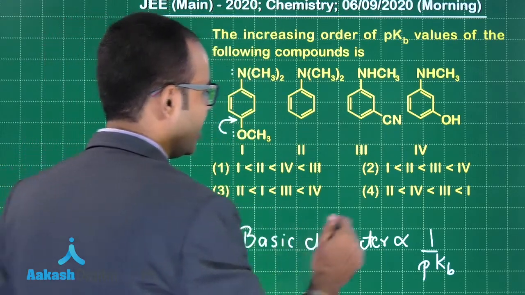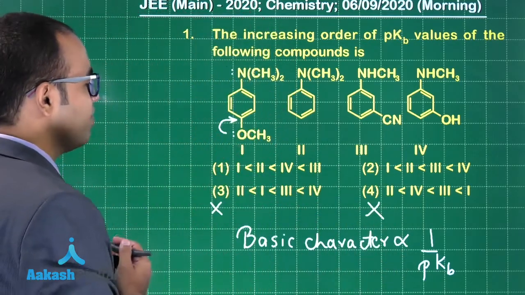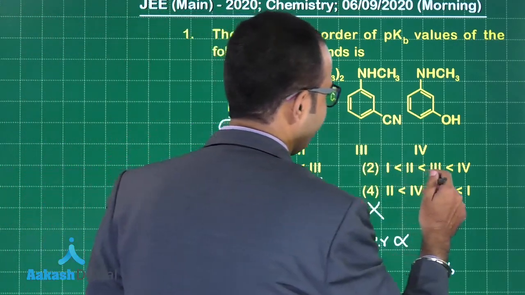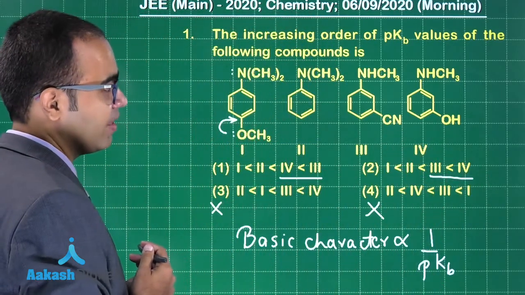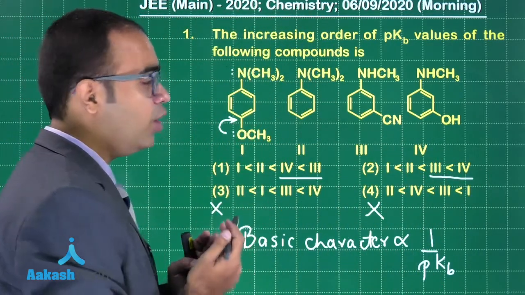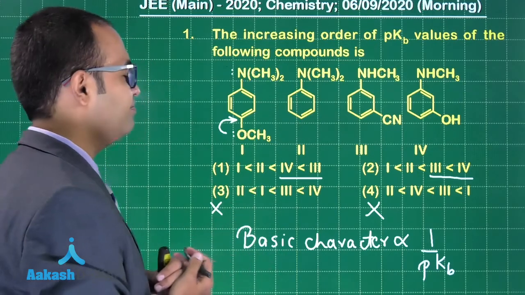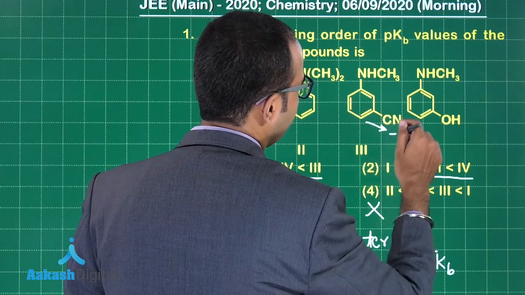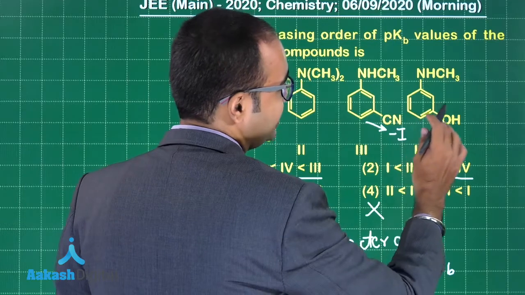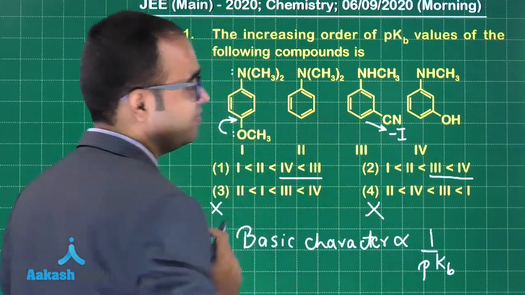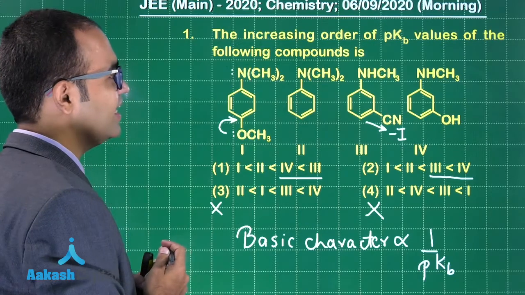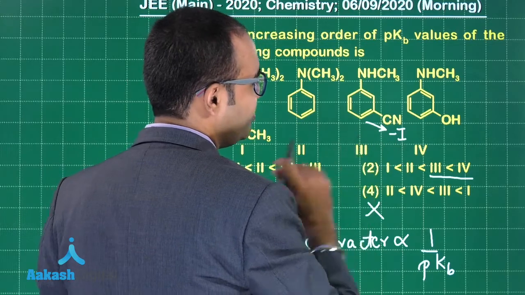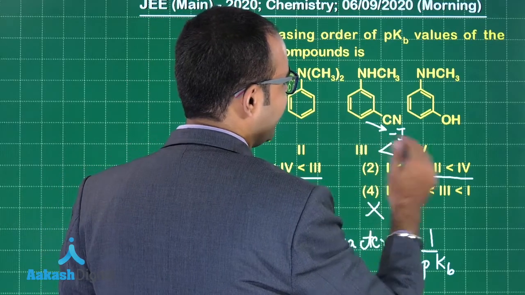So we have got the option as 1 or 2 guys. So these two options are out of question guys. Okay. So now we have to decide between 3 and 4. So out of 3 and 4, what do you think is more basic? Let's see. CN has a very strong minus I effect, and minus I effect of OH is less than that of CN. Therefore, 3 is less basic than 4.